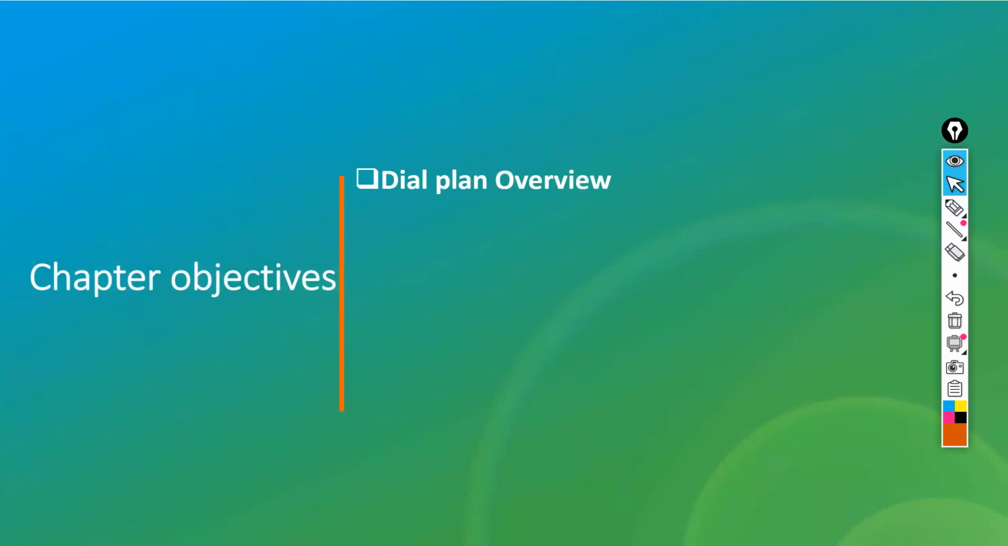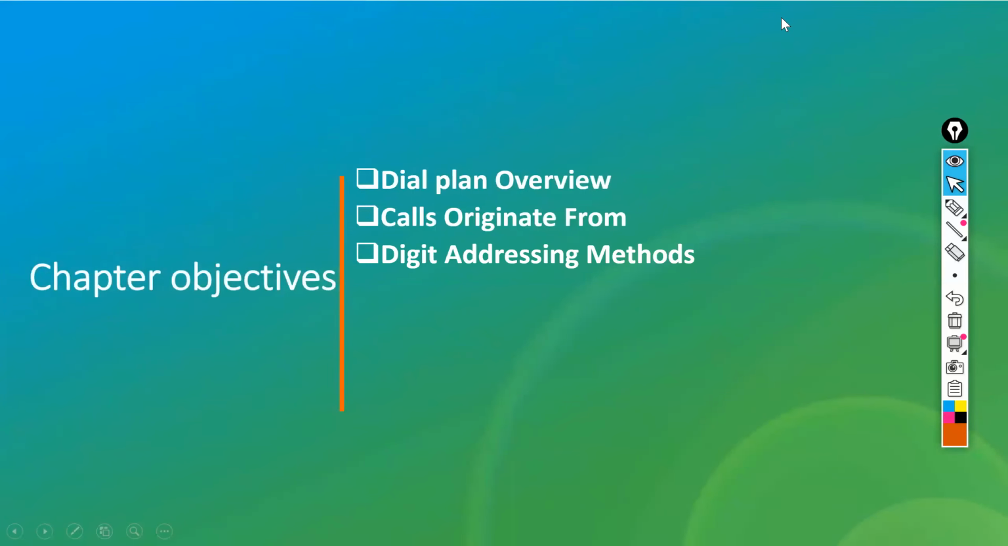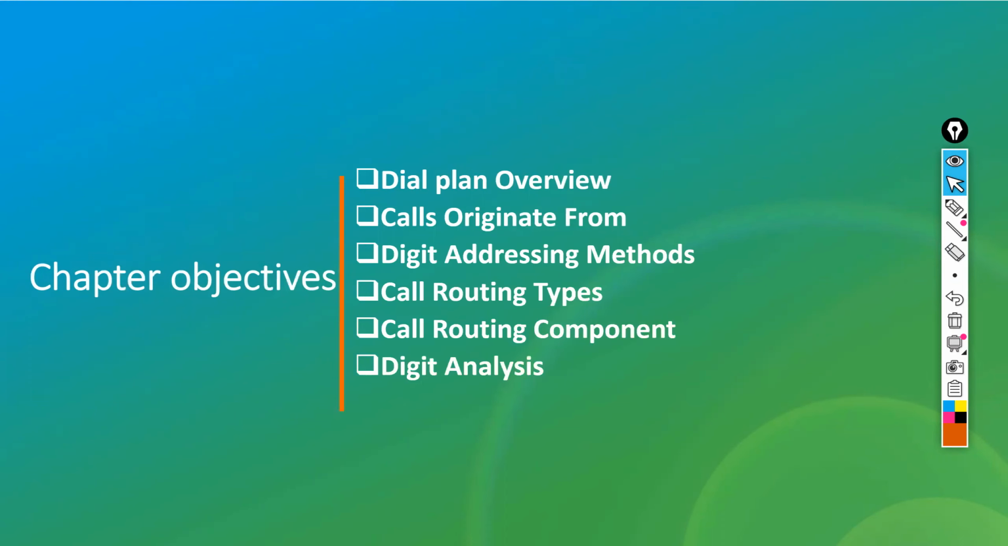Okay, let's see what chapter objectives we have. First, overview of the dial plan. Next, where the calls originate from, meaning when we have an infrastructure, from where exactly the call is originating, not only from the IP phone, but when it is reaching different devices, how the call originates. Then digit addressing method. That means whenever you dial any number, how exactly it is going to be addressed, and finally the call routing types. Next, call routing components, digit analysis, understanding route pattern.